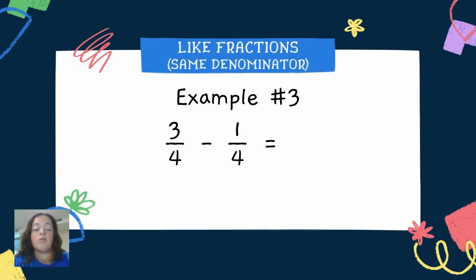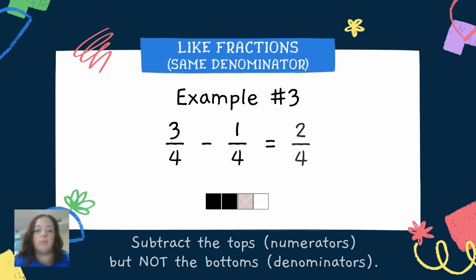Example 3, let's subtract 3/4 minus 1/4. Again, we have like fractions with the same denominator. Here's a picture representation of 3/4. You can see 3 out of the 4 boxes are shaded. To subtract 1/4, remove 1. There are 2/4 remaining. Can this be simplified?